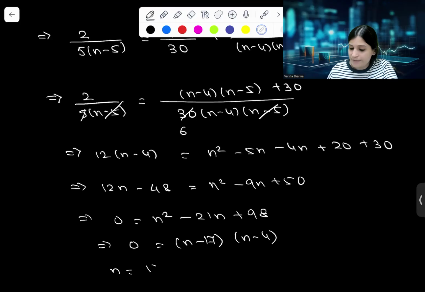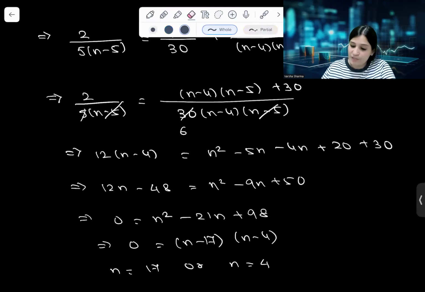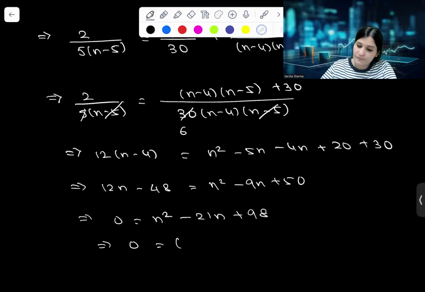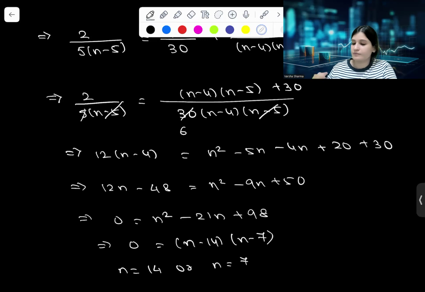So n is either 17 or n is equal to 4. But my fault, I'm so sorry. So 14 sevens. So n equal to 14 or n equal to 7.